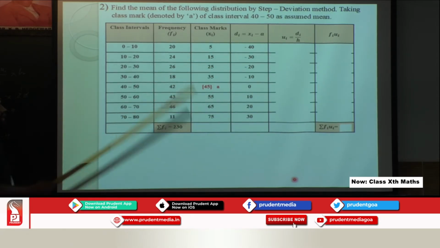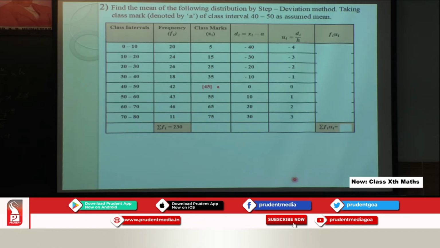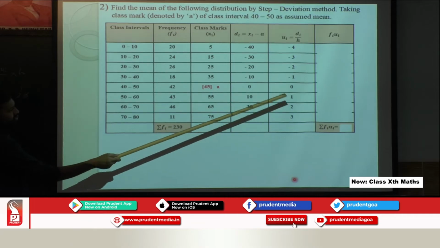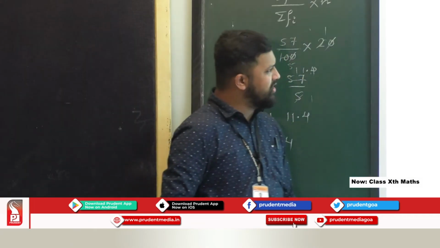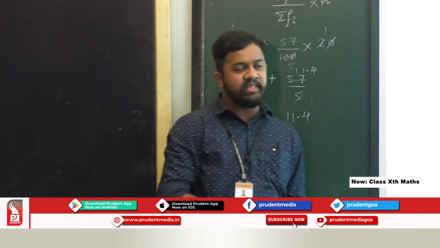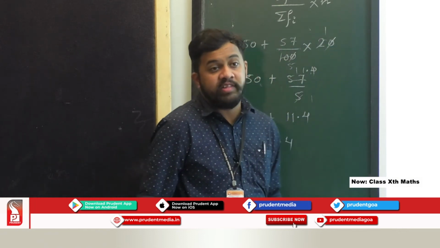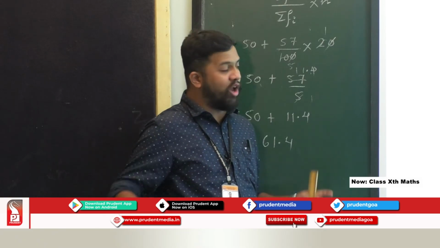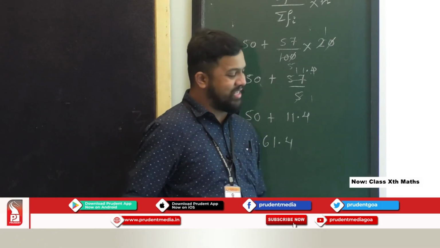So 40 divided by 10 is minus 4, then minus 3, minus 2, minus 1, 0, 1, 2, 3. And you see, so big a number was given to you, it turns almost into a single digit number. That is another thing I can say, the beauty of this step deviation method. The columns are more, but the numbers are smaller.